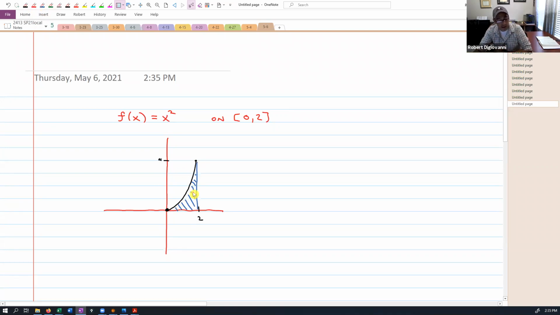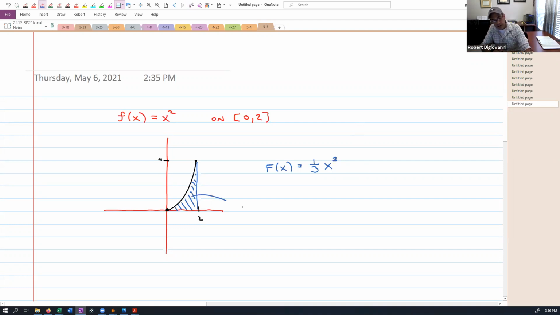To find that area, here's what I do. I find the antiderivative of this, okay? So what's the antiderivative of this? The antiderivative of that would be 1/3 x cubed, right? Now, plus c, plus any constant. I'm going to use the constant 0. So that is one specific example of an antiderivative.